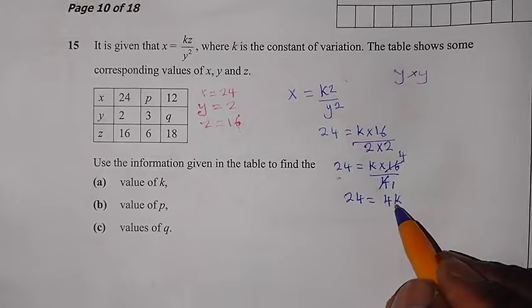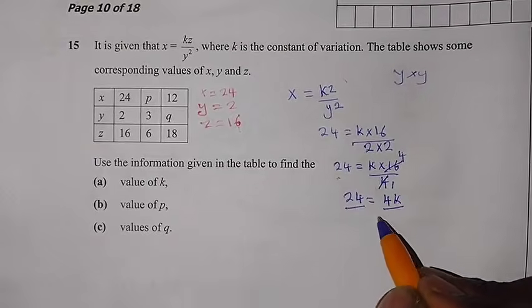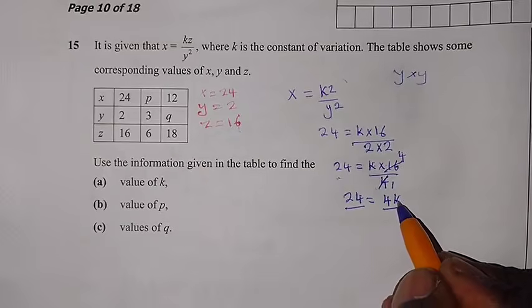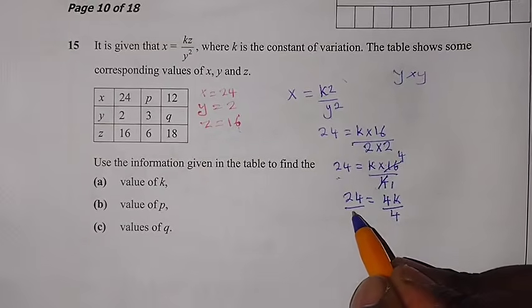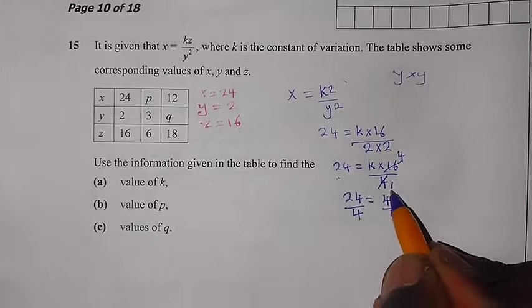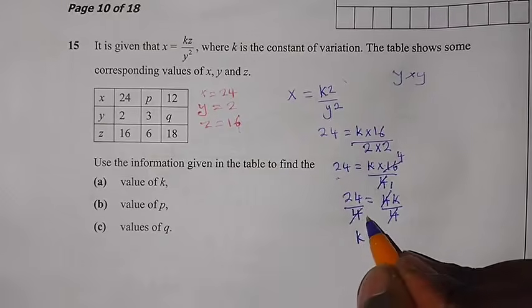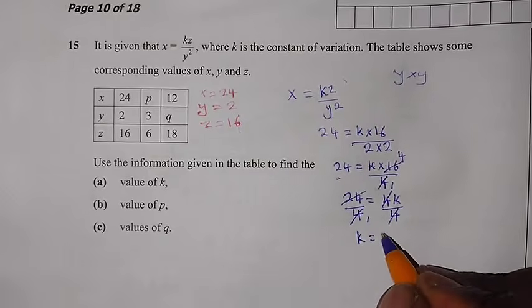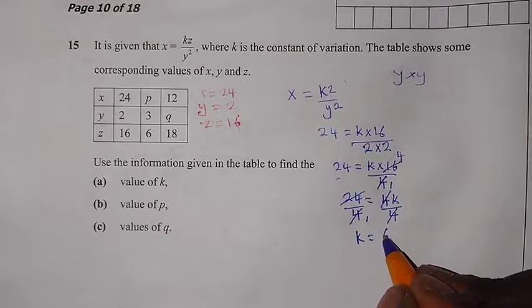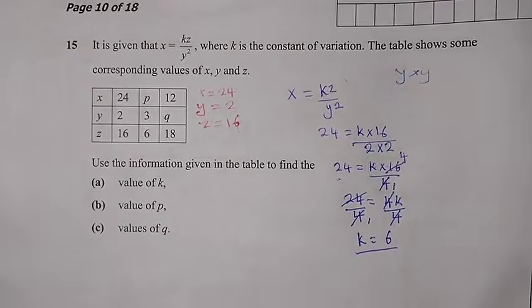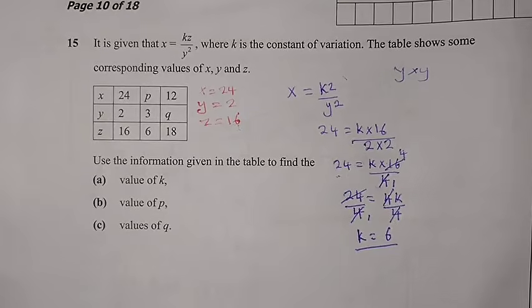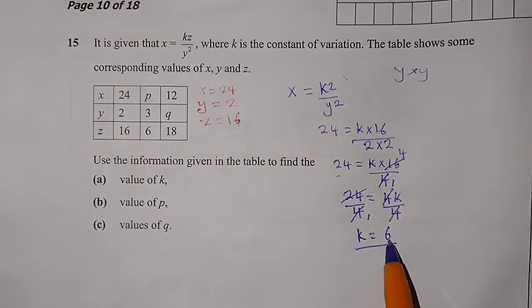Now, we want to find the value of k, so we're going to divide both sides of the equation by the coefficient of k, which is 4 here. On the left-hand side, we also divide by 4. This and this will cancel. k is equal to 24 divided by 4, which goes 6 times. So the value of k is equal to 6. I found the value of k, which is 6.